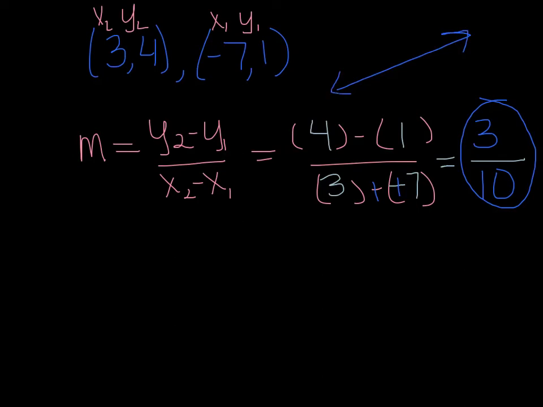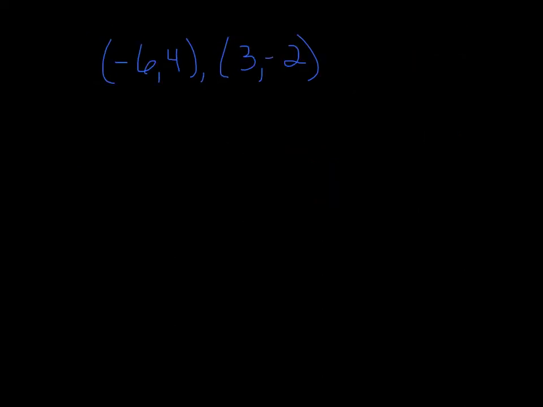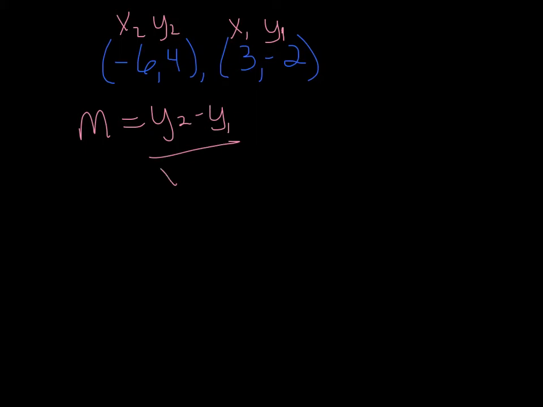All right, let's do another one. So again, I'm going to label. This is x sub 2, y sub 2, x sub 1, y sub 1. You can actually switch them if you want. I always do the second point first, just so it's easier to subtract. But you can subtract in any order, it doesn't matter. So again, slope equals y sub 2 minus y sub 1 over x sub 2 minus x sub 1.